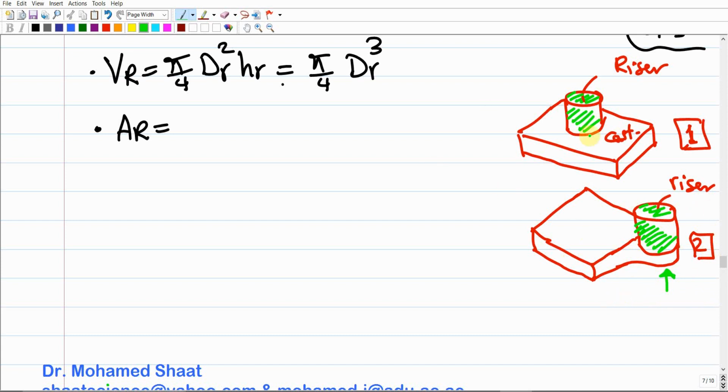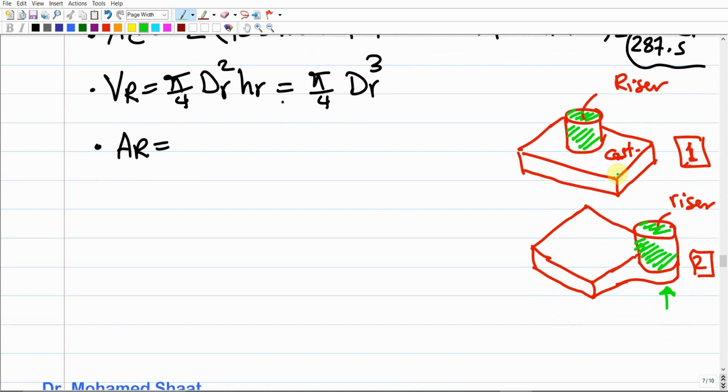Make sense? So in case the riser is going to be located on the top of the casting, there will be one circular area of the riser that will not be exposed to the sand, and it should be excluded from the calculation of the surface area of the riser if you decided to put the riser on the top. But if you decided to put the riser on the side, in this case you have to consider all the areas of the riser. It will have two circles, one on the top, one on the bottom, in addition to the cylindrical external surface of the riser itself. It depends whether it is going to be on the side or on top of the casting.